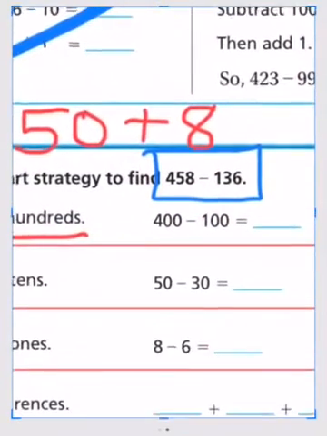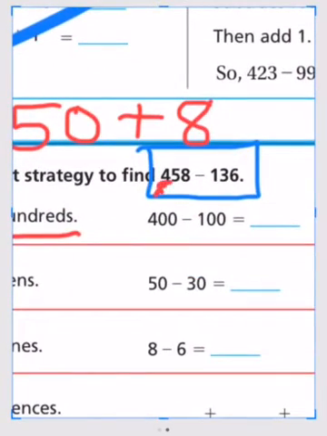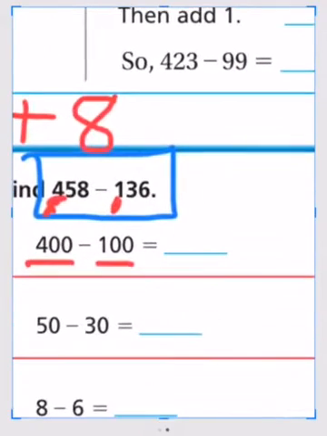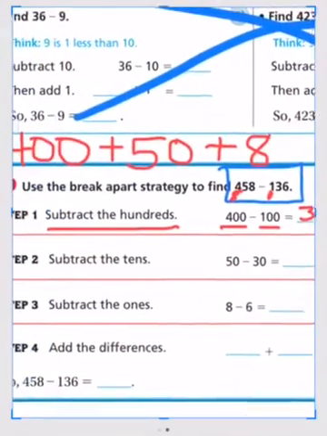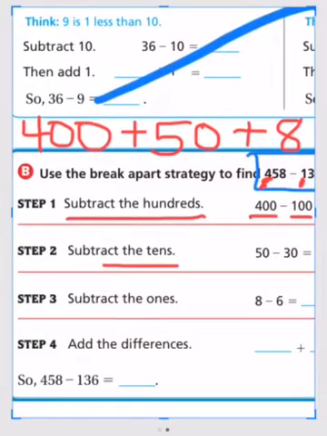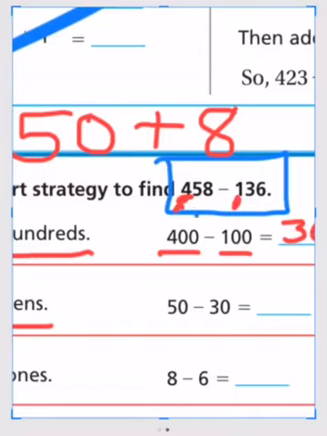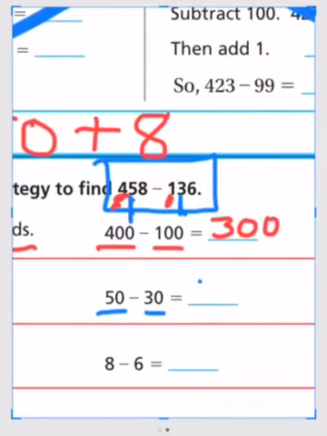And in the hundreds, we have 400 minus 100, and that equals 300. Okay? Now, after we subtract the hundreds, we're going to subtract the tens. I'm going to change colors here. And in the tens, if we look here, we have a 50 and a 30. 50 minus 30 equals 20.